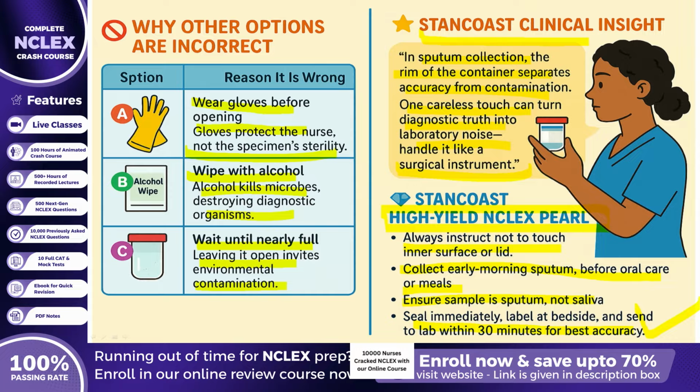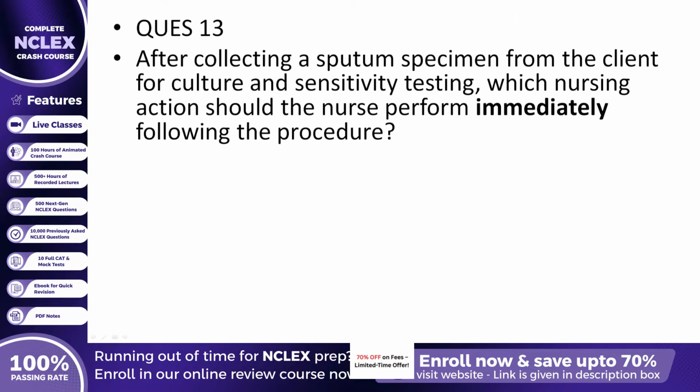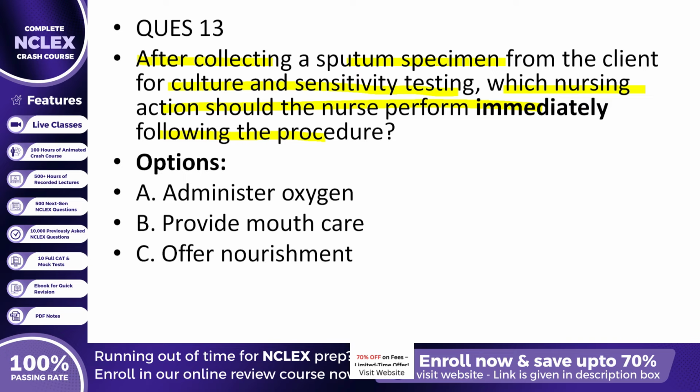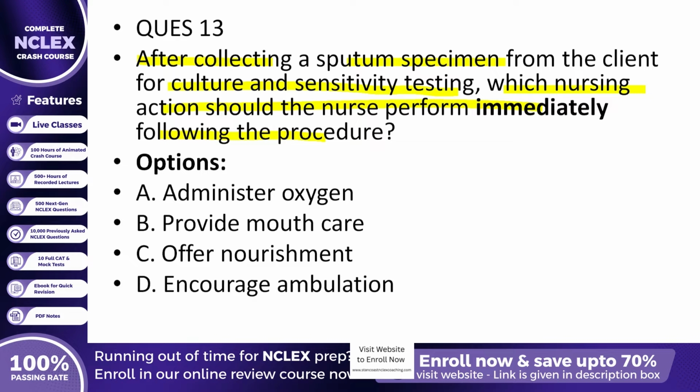Let us now move to another question that focuses on post-procedural nursing care and comfort management. After collecting a sputum specimen from the client for culture and sensitivity testing, which nursing action should the nurse perform immediately following the procedure? The options are as follows. Option A, administer oxygen. Option B, provide mouth care. Option C, offer nourishment. And option D, encourage ambulation.